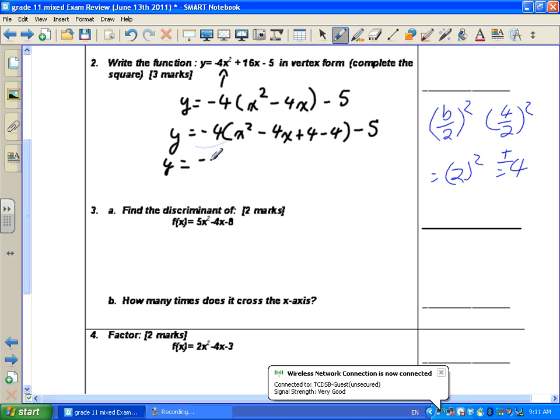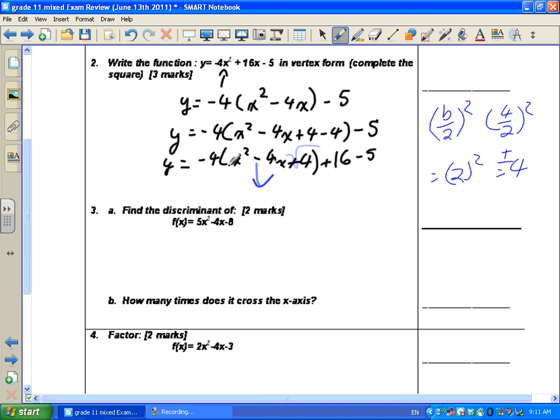So y is equal to negative 4, x squared minus 4x plus 4. And when I bring the negative 4 out, negative 4 times negative 4 is positive 16. Okay? Now our brackets can be simplified. Find the square root of the first term and the last term and bring down the middle sign. Okay? It's a perfect square trinomial.